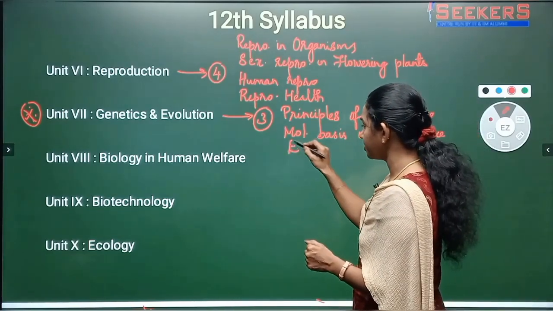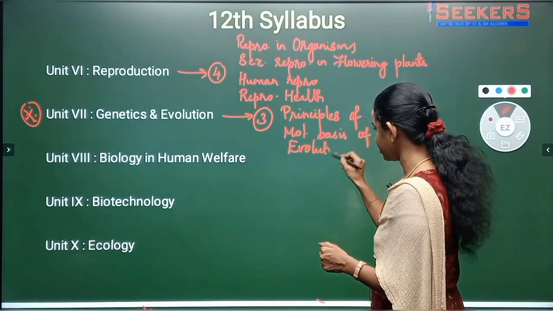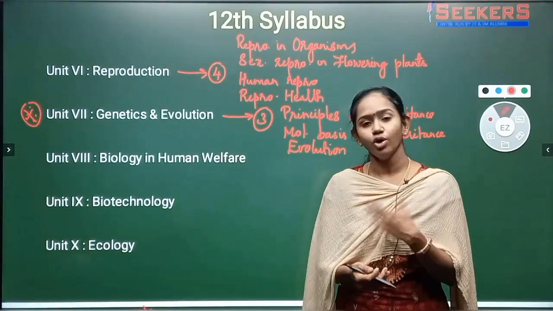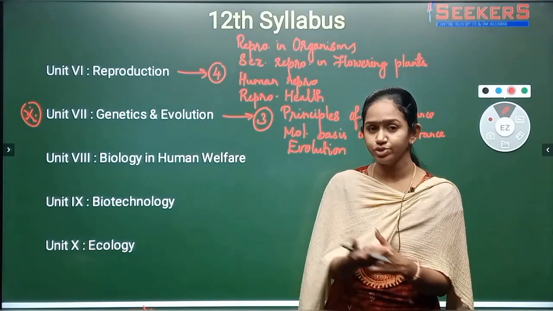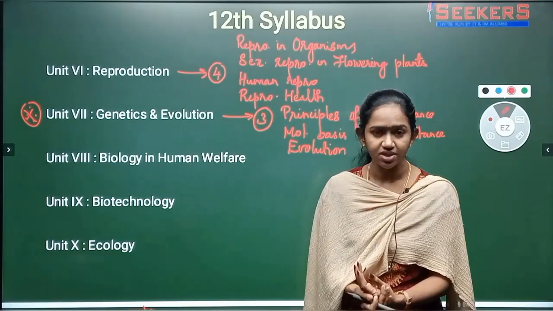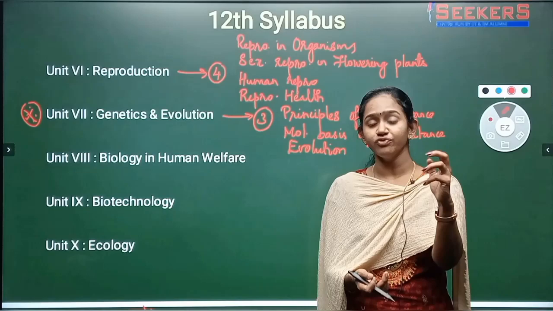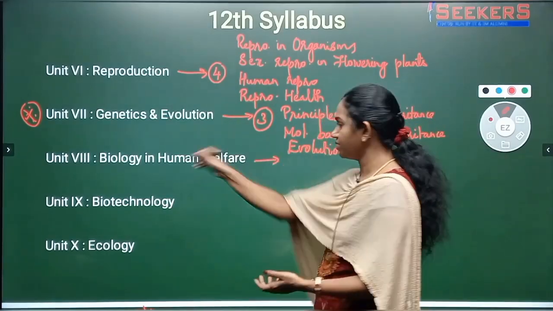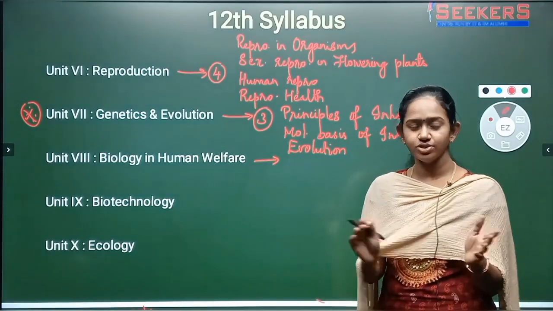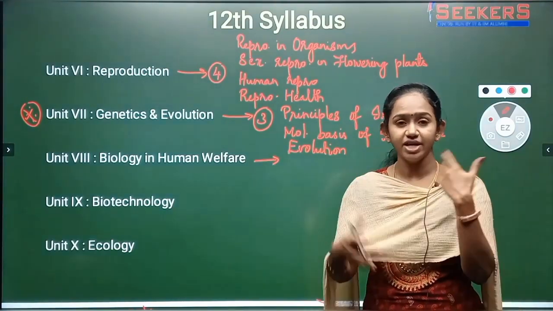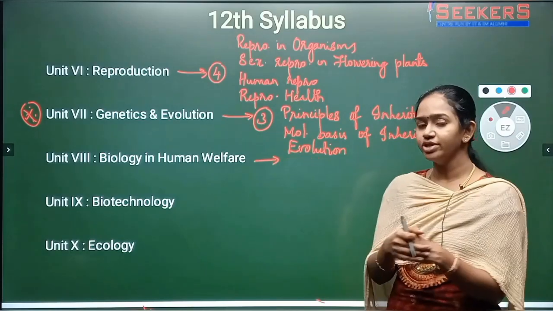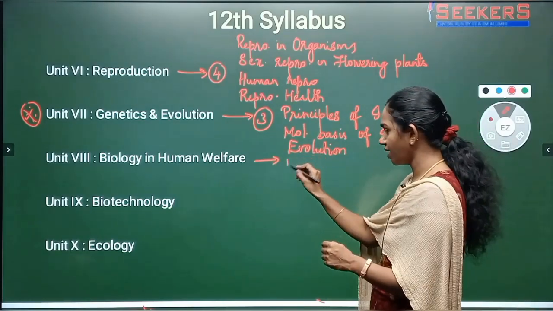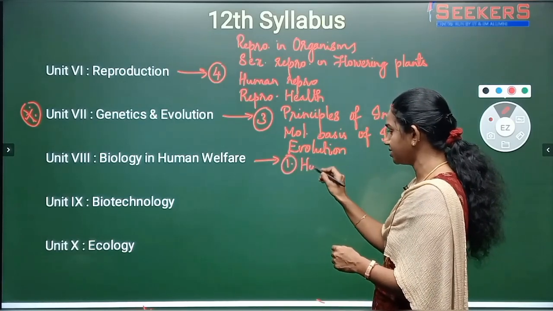And the last chapter is evolution. So this is going to give you an idea about human evolution, also some of the theories that were proposed based on evolution of living organisms, and we are going to study some of the evidences for evolution also, right? And now coming to unit 3, biology in human welfare. This unit is just an application oriented unit, and here we are going to see how biology is used in our day-to-day life. Okay, so the very first chapter is human health and diseases.